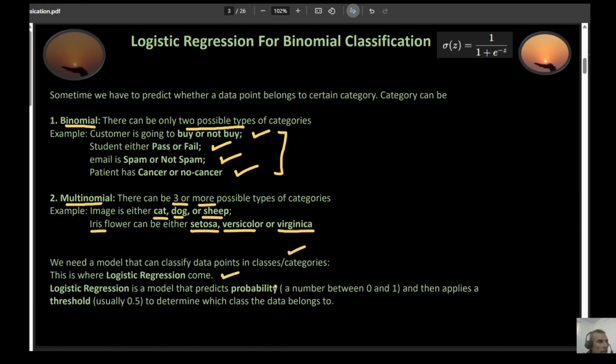And so logistic regression is a model that predicts the probability. It predicts a probability, and probability is always going to be between 0 and 1. And then we apply a rule. And generally, the rule is that if your probability is more than 0.5, in other words, more than 50%, then we are going to predict that that particular data belongs to one of the classes.